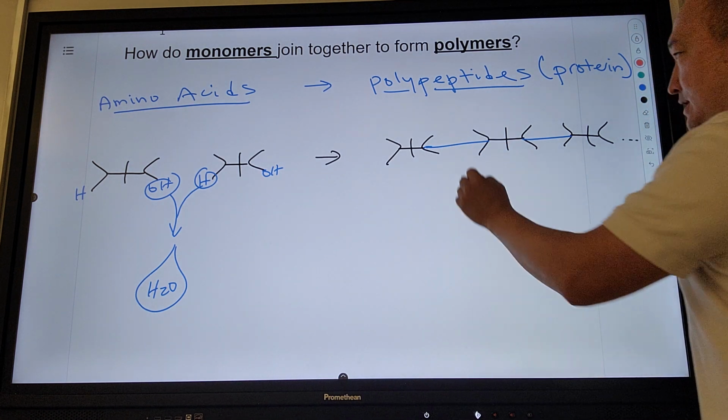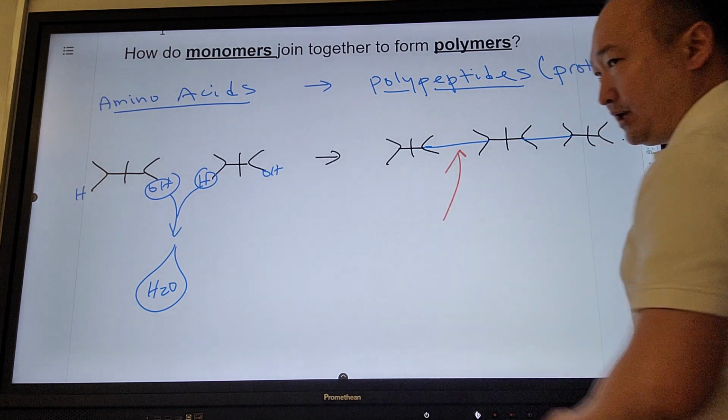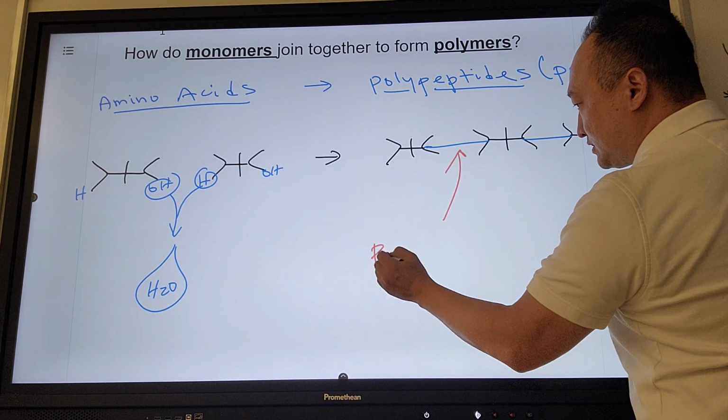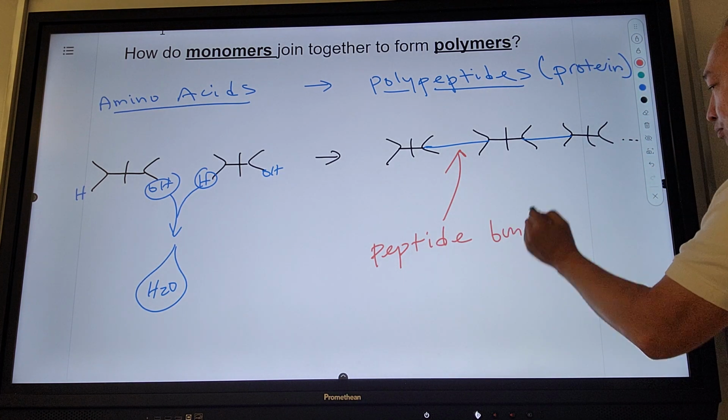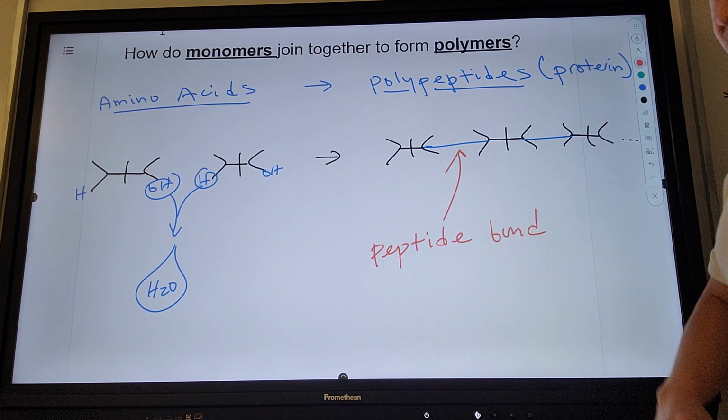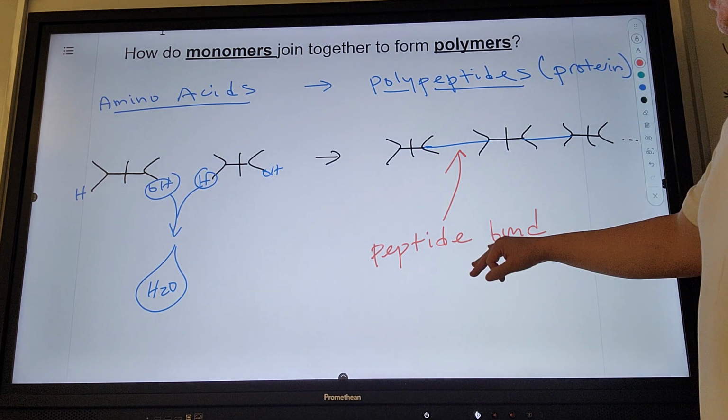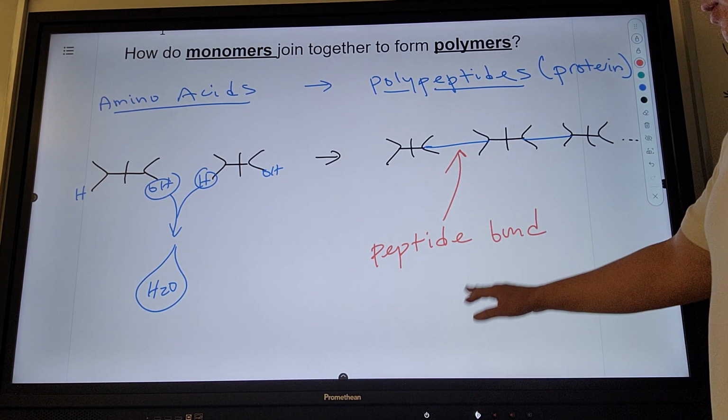Now, in this example, this bond has a special name. So we want you to know that it's called a peptide bond. All right? It's the only one of the three that we want you to know what the bond is called.